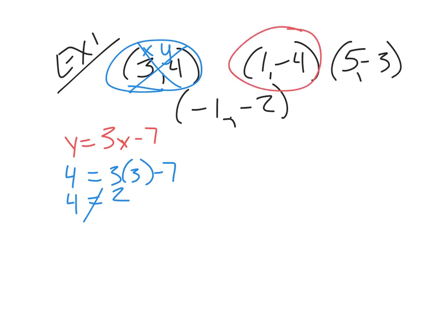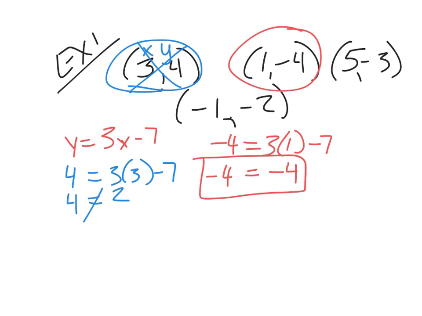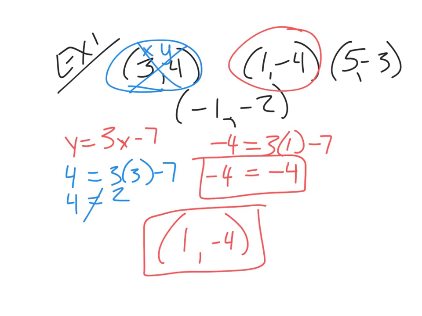If I plug in 1 comma negative 4, so I have negative 4 equals 3 times 1 minus 7. What is 3 times 1? 3. What is 3 minus 7? Negative 4. So does negative 4 equal negative 4? Yeah. So then (1, negative 4) is a solution. Make sense?